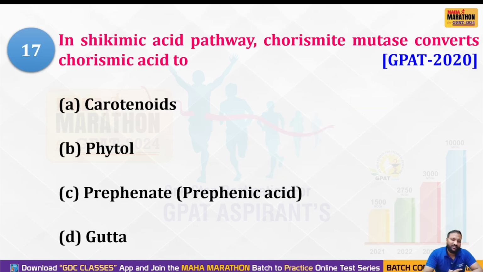Next question in this GPAT test series: in the shikimic acid pathway, chorismate mutase converts chorismic acid into option A, carotenoids, B, phytols, C, prephenate or prephenic acid, or D, gutta. We'll see the right option. Yes, prephenate. Prephenic acid is synthesized or converted from chorismic acid with the help of the chorismate mutase enzyme.